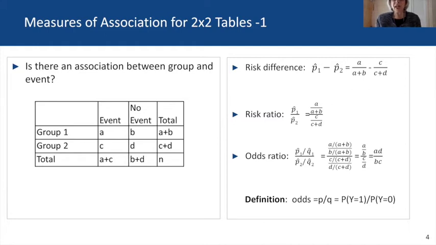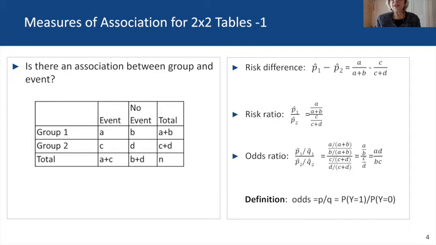So the measures of association that we use to try to answer this question are the risk difference. On the right-hand side, we see the risk difference is just the difference in the proportion who have the event between group 1 and group 2. We use the symbol P1 hat to indicate that this is an estimate based on the data from the table, but it's estimating the overall truth in the underlying population. So P1 hat is the proportion who have the event in group 1 minus P2 hat, the proportion who have the event in group 2.